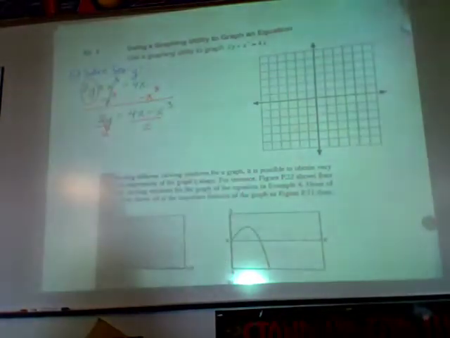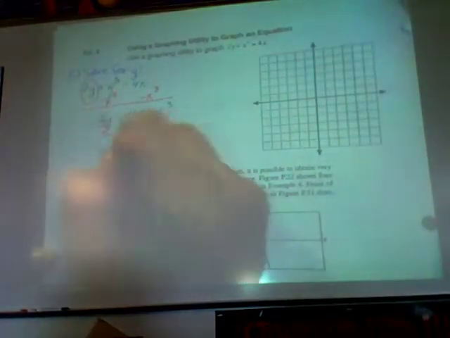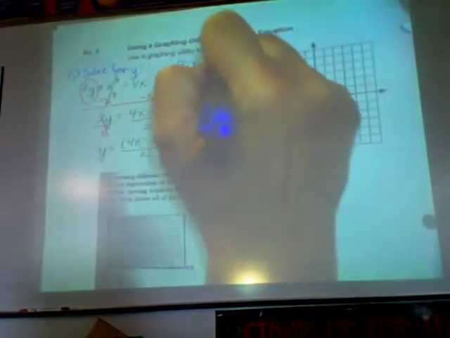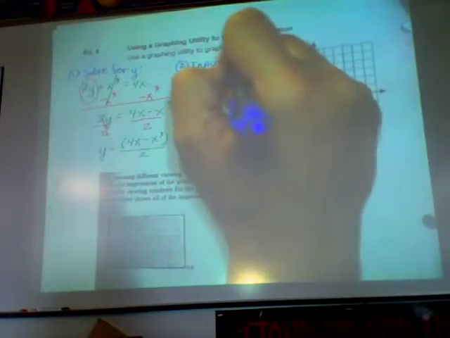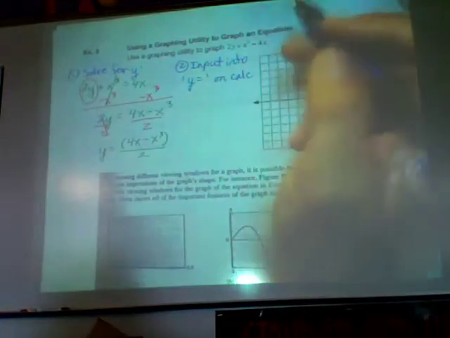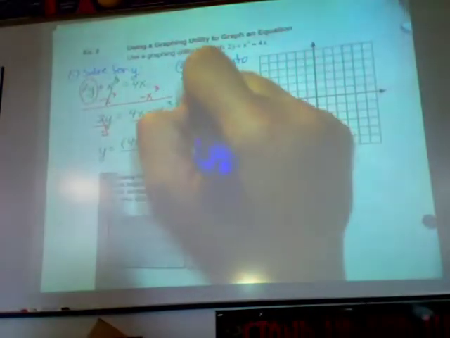Now how do you solve? Divide by 2, divide the whole thing by 2. So this is what I'm putting into y equals. I'm going to put in parentheses 4x minus x cubed, and then divide it by 2. So that's the very first thing I'm going to do. And then your second step, in case you forgot, so you can write this down if you want to, input into y equals on the calculator. The third step would be to press graph.